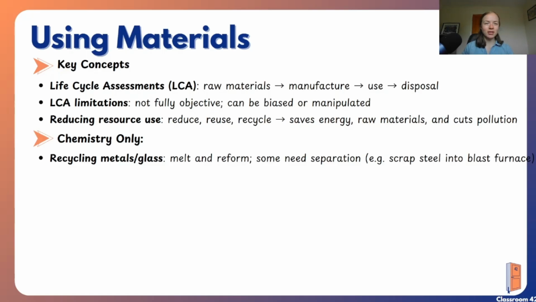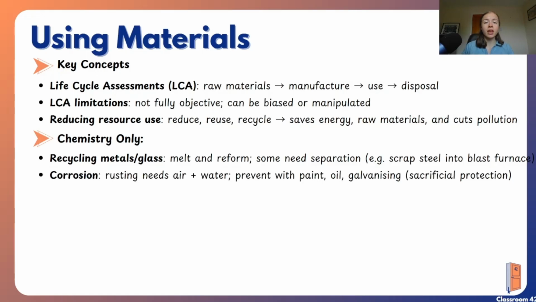So chemistry only topics. We start with recycling metals and glass, so how we can do that. We can melt and reform metals and glass, or some might need separation before it, but there are ways in which we can do that, such as getting scrap steel into a blast furnace, and that's a way that we can recycle those materials. You also need to know about corrosion, so the idea that rusting needs air and water, which can be prevented with paint, oil and galvanization, and also sacrificial protection as well. So you need to understand the concept of corrosion and how it can be prevented.